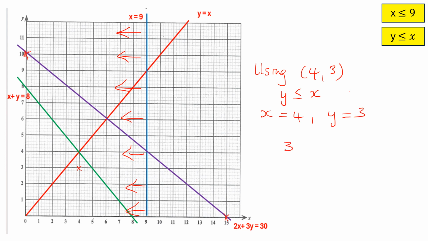So is 3 less than or equals to 4? Yes. Is that true? 3 is less than or equals to 4. Yes, so that's true. So according to this graph, I'm going to shade, use a different color this way.